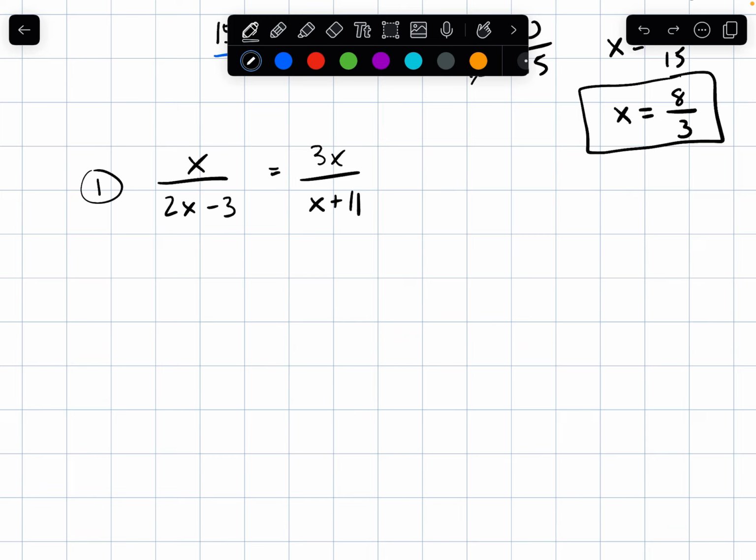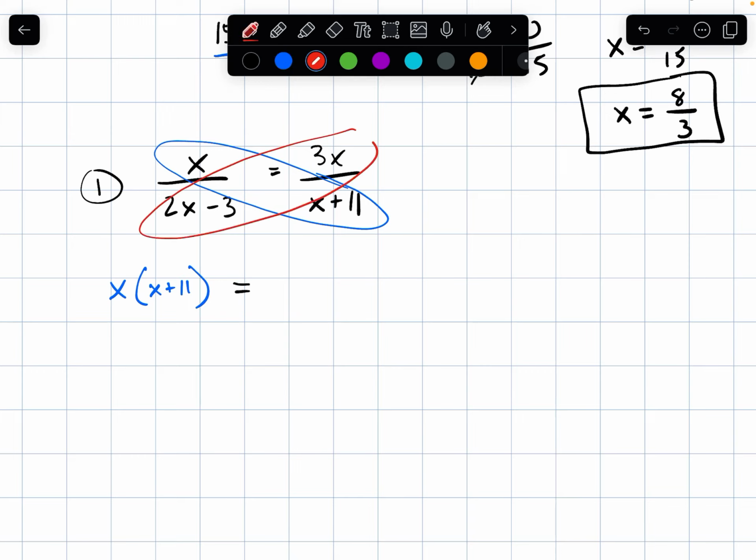So now that we've got these rational expressions here, we're going to do exactly that. We're going to go ahead and cross multiply. So x times x plus 11. And then we've got our equal sign. On the right side, we're going to do 3x times 2x minus 3. And of course, it doesn't matter which side you do these on. I could have done this side in red and this side in blue.